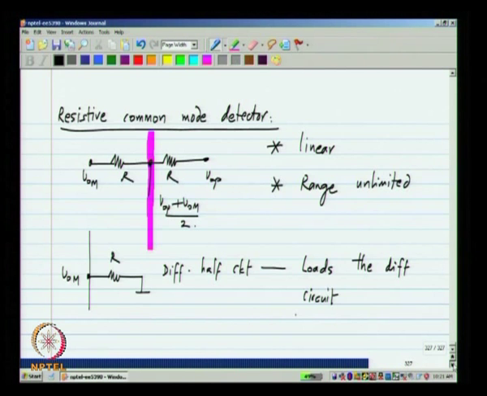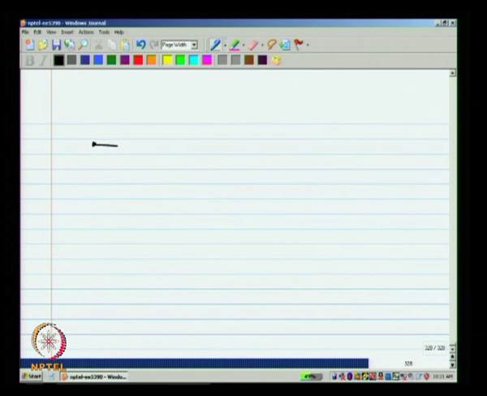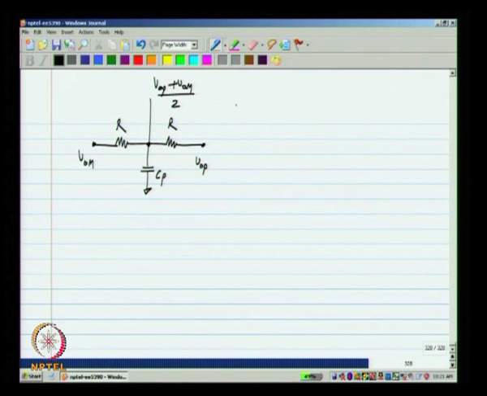Now, there is another issue. Let us say you go on making the resistance very large. What happens is, there will be a parasitic capacitance from the midpoint. This is VOM, VOP. Here I get (VOP plus VOM) by 2 at DC. Now, if you consider higher frequencies, let us say you go on increasing R just because you do not want to load the circuit.